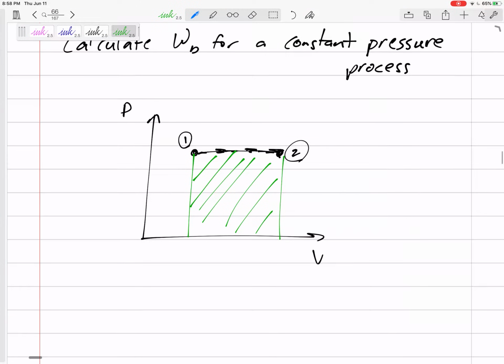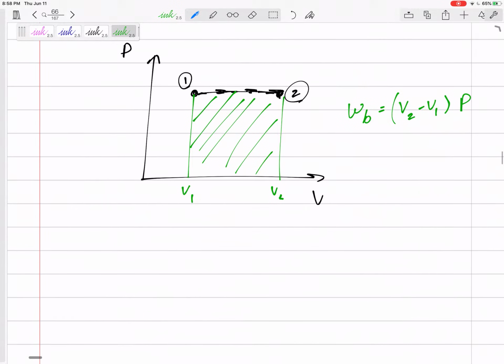Let's calculate this boundary work. What's the area of a rectangle? Base times height. What is the base? V2 minus V1, if this is V2 and this is V1. What is the height? P. And it's not P1, it's not P2. They're the same P, so just say P. So here we go. Boundary work for a constant pressure process is the pressure times change in volume.